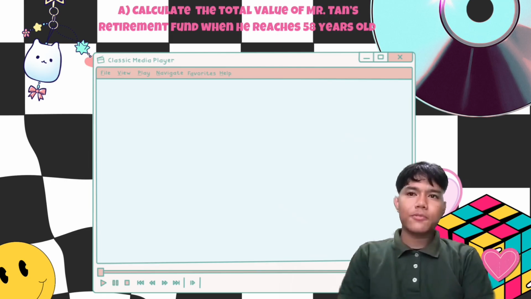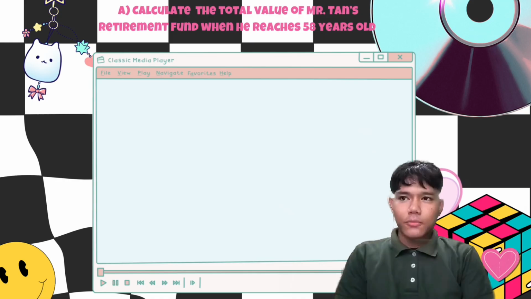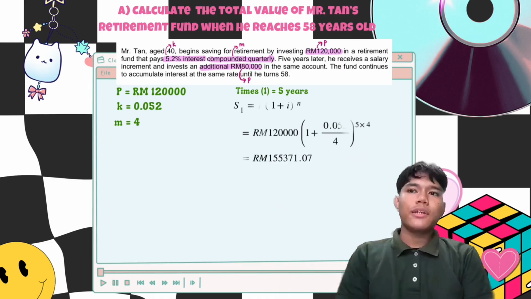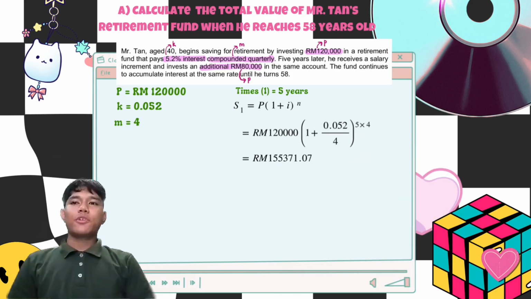For this question, we use the formula S equals P(1 plus i)^n. P is 120,000, r is 0.052, m is 4, and t is 5. After we put in all the numbers, we will get the answer RM155,371.07. That was for 5 years.